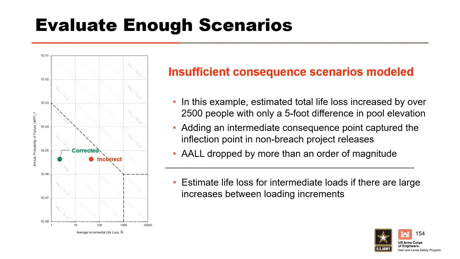In this next example, the estimated total life loss increased by over 2,500 with only a 5 foot difference in pool elevation. Evaluating an intermediate stage captured the inflection point associated with non-breach releases that was missed, and the average annual life loss dropped by more than an order of magnitude. So, like we discussed a few slides ago for the system response, you should plot the consequences with the loading to make sure that they make sense. When there are large increases between loading increments, estimates may be needed between them to make sure the inflection points are properly defined.